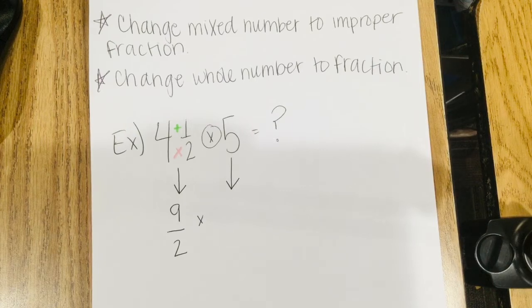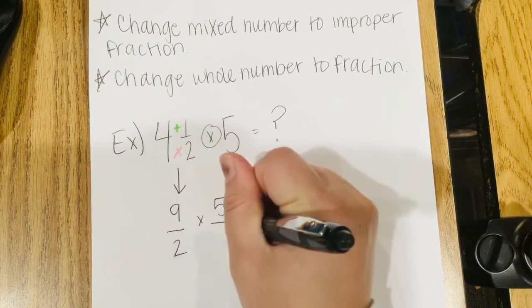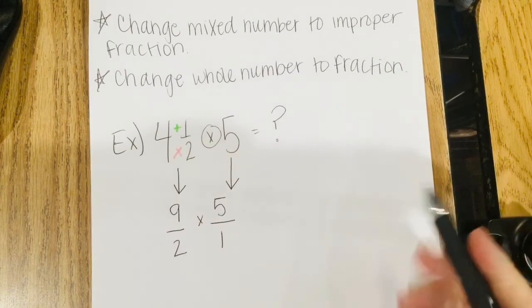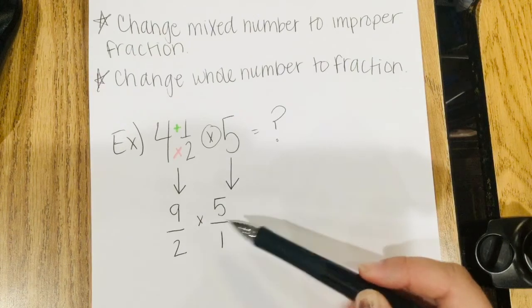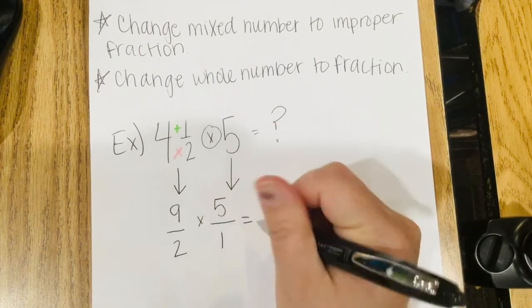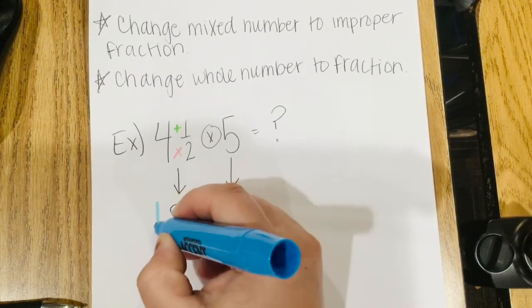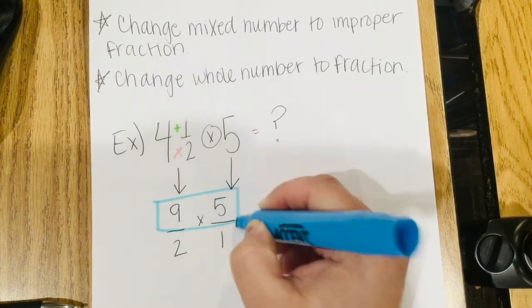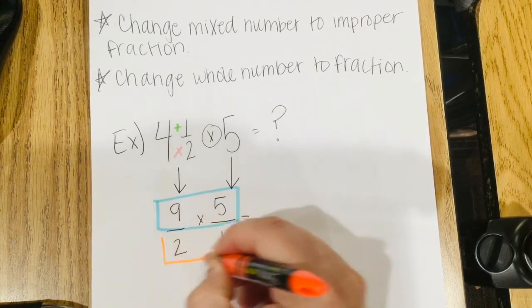Now, if you guys remember, how do we change a whole number to a fraction? We put a 1 underneath it. That's right. So I'm going to put my 5 and my 1, okay? Just like last week, we changed that whole number to a fraction by placing a 1 underneath it. And now, guess what? I multiply straight across. 9 times 5, 2 times 1.